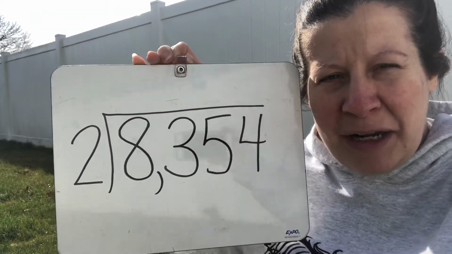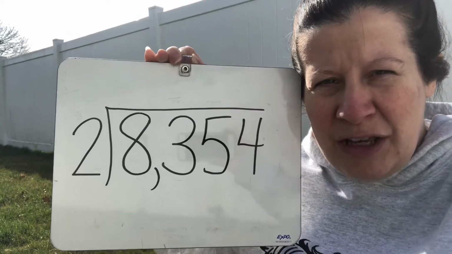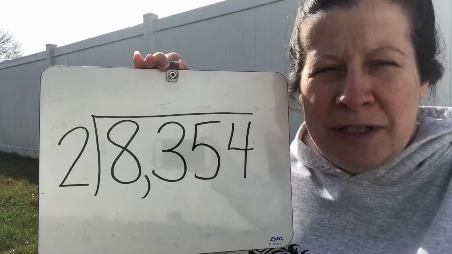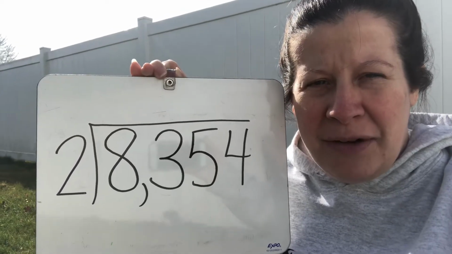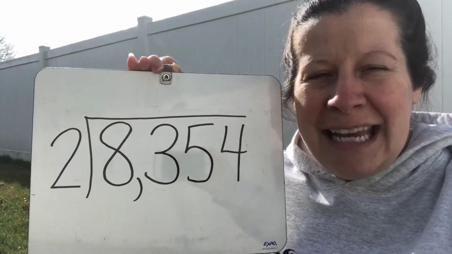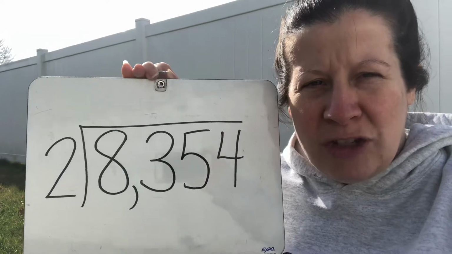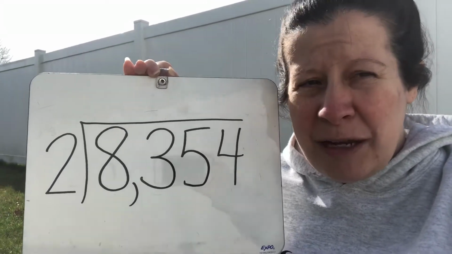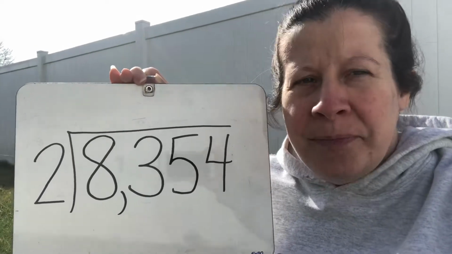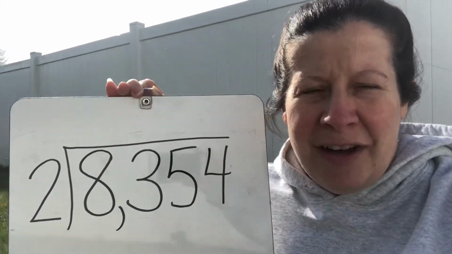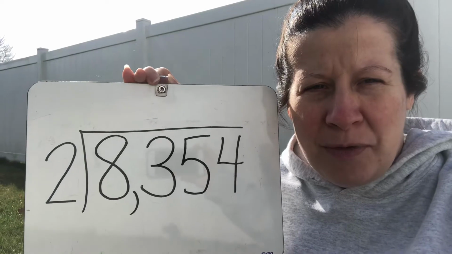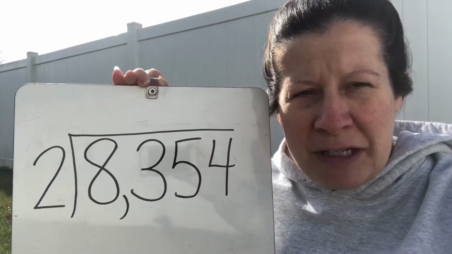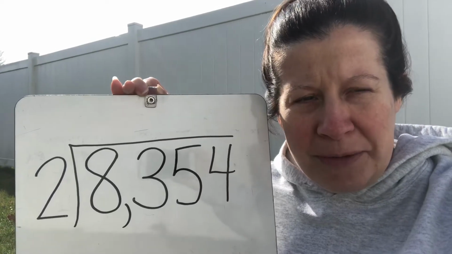8,354 divided by 2. Use the same idea before you start dividing. I want you to use your divisibility rules to think about if that dividend can evenly be divided by 2. Since our divisor is 2, the rule is if the number is an even number, it will be evenly divided by 2. So keep that in mind before you solve, to think if you should have a remainder or if you would just have a whole amount as your quotient.